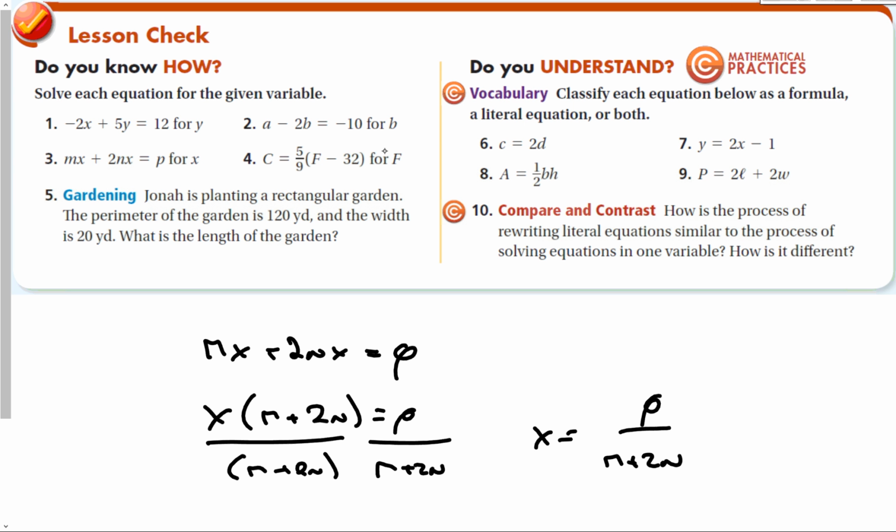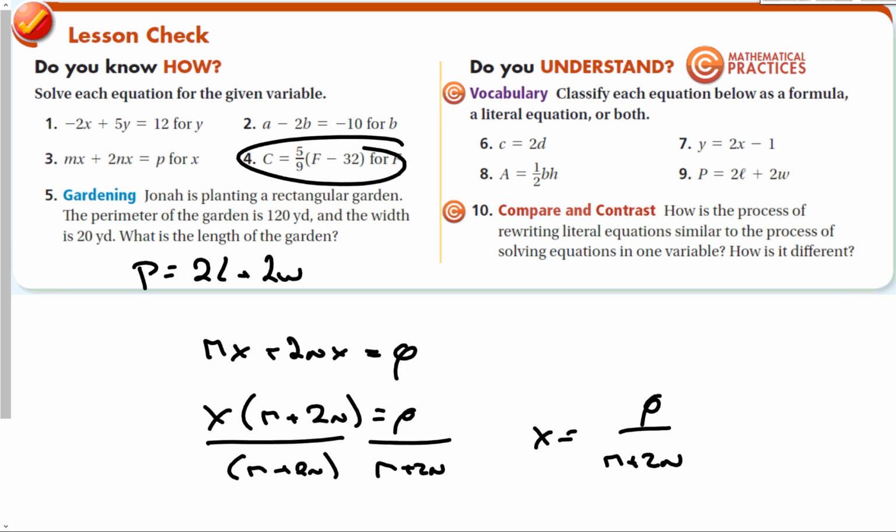I knew this problem was popular. There it is. Solve for Fahrenheit. We already did that. So Jonah is planting a rectangular garden. The perimeter of the garden is 120 yards, and the width is 20 yards. So the formula then is perimeter equals 2 times the length plus 2 times the width. And we know the width, so now we plug that in and solve for L, or move this over to this side, divide out the 2, and then solve that.